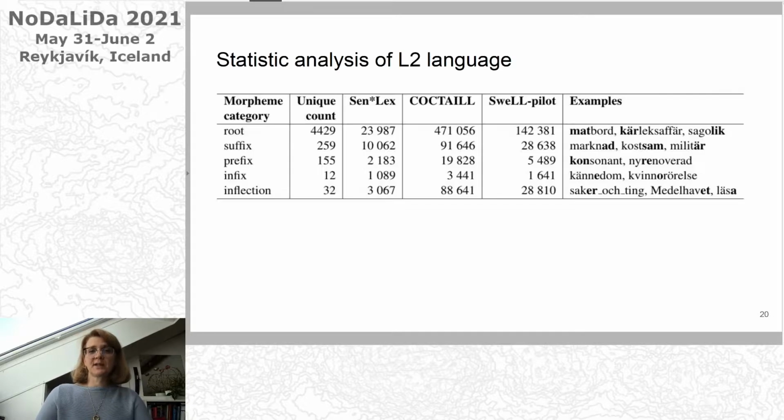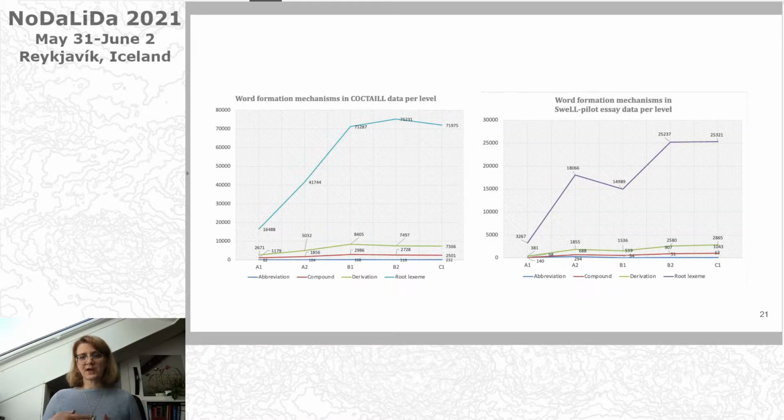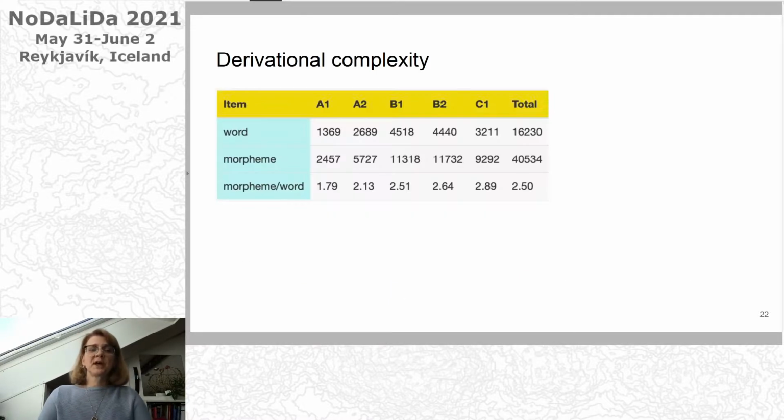We can do statistic analysis of second language or Swedish language if you want to generalize. We can see, for example, unique count for different morphemic categories, how they appear in the vocabulary list and how they appear in the running text. We can relate those frequencies to levels and see how different linguistic features, morphemic features appear at different levels. We can study derivation complexity. Here, for example, you can see in the third row from top that the number of morphemes per word is growing from A1 level to C1 level, which is a nice progression here.